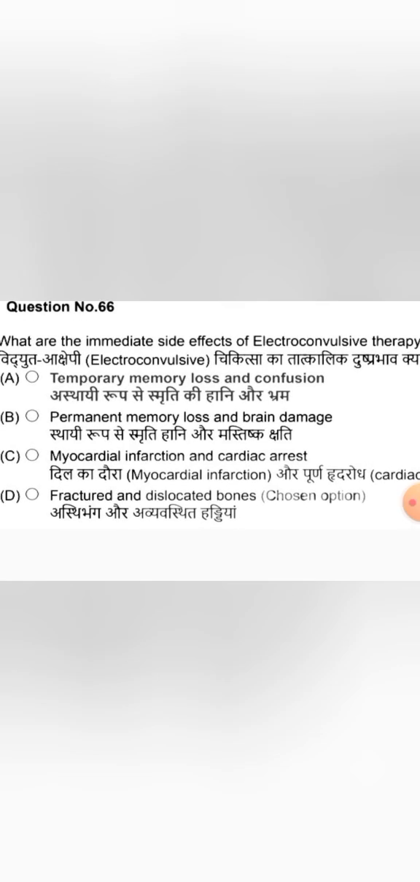The next question: what are the immediate side effects of ECT or electroconvulsive therapy? Options: option A, temporary memory loss and confusion. Option B, permanent memory loss and brain damage. Option C, myocardial infarction, cardiac arrest. Option D, fracture and dislocated bone. So the immediate side effect of electroconvulsive therapy is temporary memory loss and confusion. Option A is the correct answer. Immediate side effect.